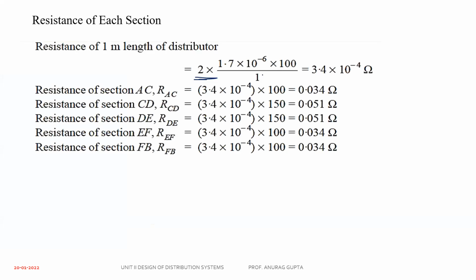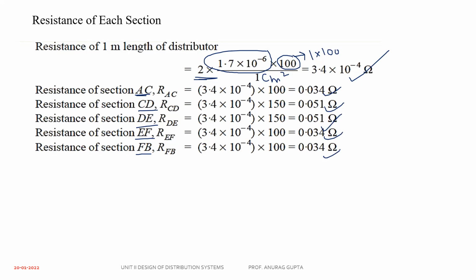Already I have said, because your 1 centimeter square area is given, I'm converting 1 meter into centimeter. So of course 1 into 100. Clear? And rho is already given. I'm multiplying by 2 because I'm talking about the 2-wire system. So what is the resistance of 1 meter? 3.4 into 10 to the minus 4. Now we know the distance. Already I have said, for AC this is 100 meter, for CD 150, for DE 150, for EF 100, and for FB it's again 100 meter. So we are finding the resistance of each section.